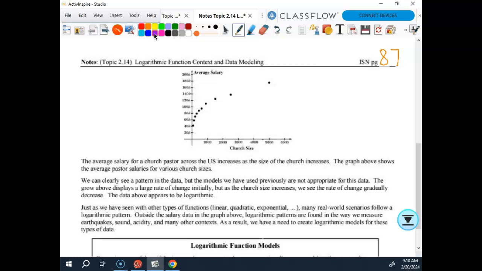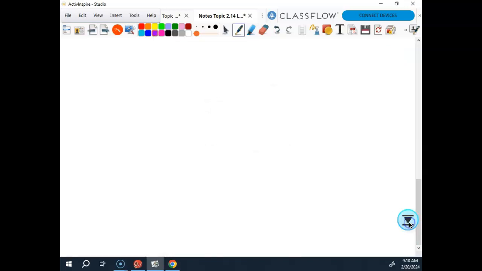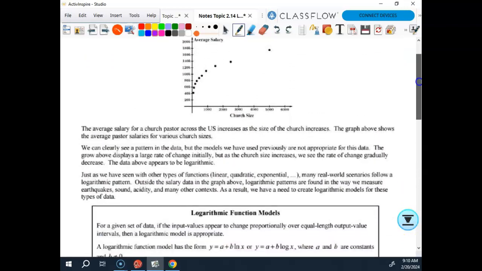Okie dokie. So we have logarithmic function context and data modeling, meaning we're getting into more of the real world stuff, right? We figured out how to do all these things, and now we're going to look at some things where we have to write equations and where logs make the most sense.